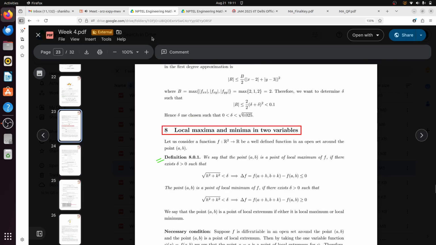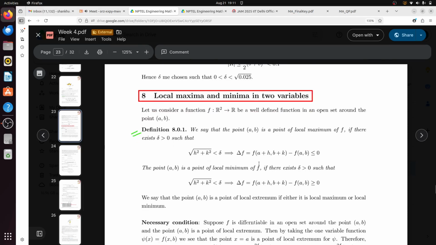Okay, so this time I will discuss maxima and minima. So what is maxima minima? Maxima minima says that if you have a point (a,b) in R2, and if you get a neighborhood of (h,k) such that f of (a plus h, b plus k) minus f of (a,b) is greater than or equal to 0, or greater than 0, then it is called a minima.